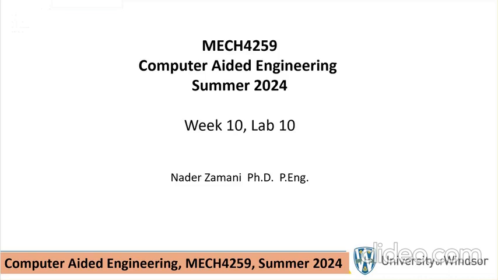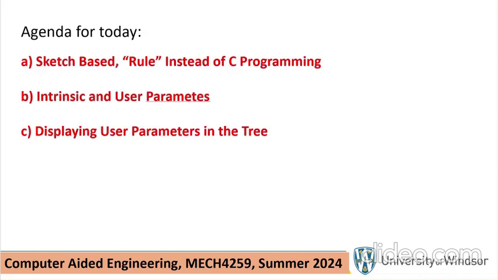On the test, if you have a problem, unless you're specifically told to use, for example, a C program in order to specify the motion, you have the freedom of using the sketch-based rules if you want to. So the two items on the agenda are sketch-based rules instead of C programming, and then in the last few minutes I'm going to talk about the concept of parameters, defining parameters in CATIA and displaying them in the tree.